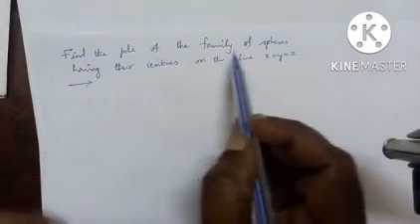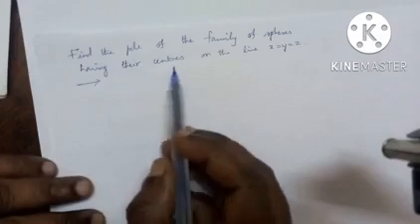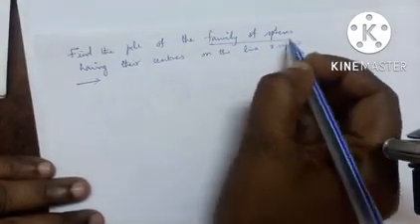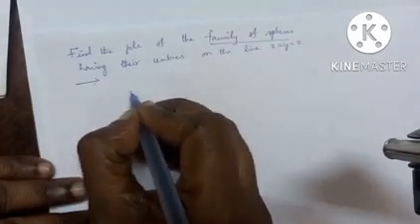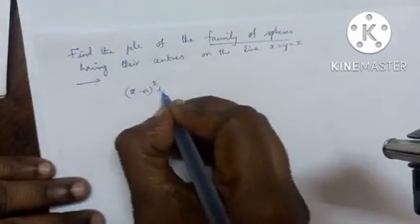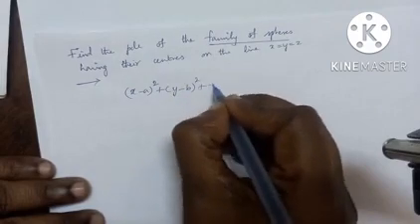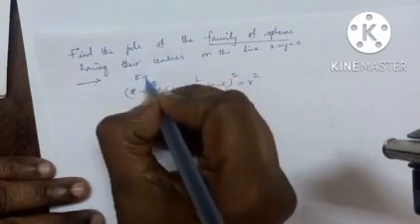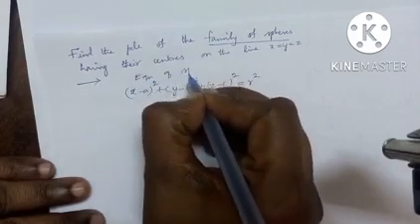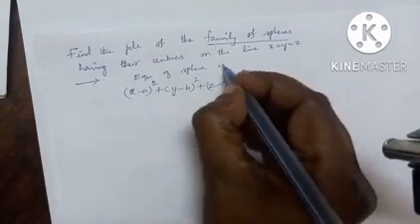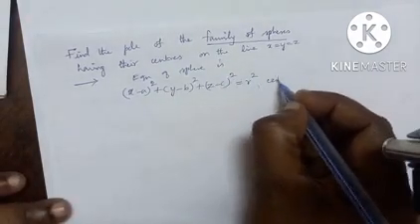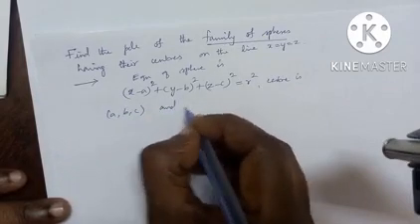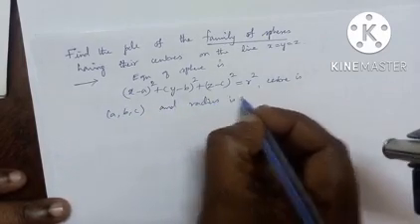Next question. Find the PDE of the family of spheres having the centers on the line x equal to y equal to z. Let us write the family of spheres. See, the equation of the family of spheres is x minus a whole square plus y minus b whole square plus z minus c whole square equal to r square. This is the general equation of a sphere whose center is a comma b comma c and radius is r.